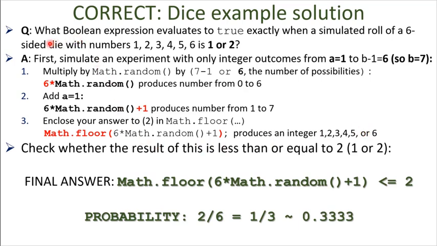So now the question was to write a Boolean expression that'll be true when the roll is a 1 or a 2. So we want to know that this expression that we have here, this math.floor of 6 times math.random plus 1, is less than or equal to 2, right? That would correspond to getting a 1 or a 2, and the probability of this is 2/6 or 1/3, which is approximately 0.3333, right? It's 0.3 repeating. So if you were to test this out a large number of times, you should get it roughly 1/3 of the time. Okay, so this is the correct solution.